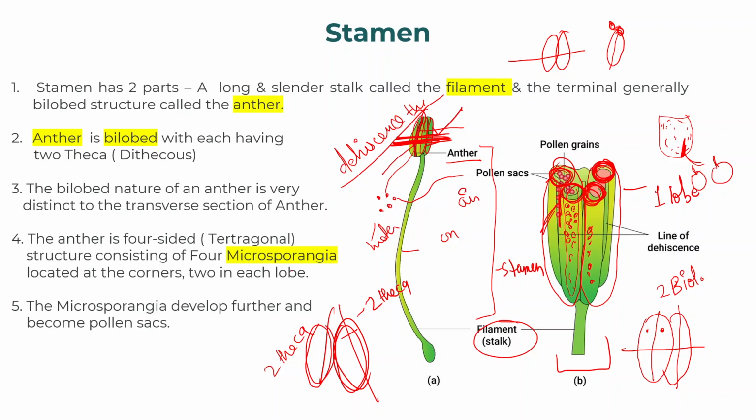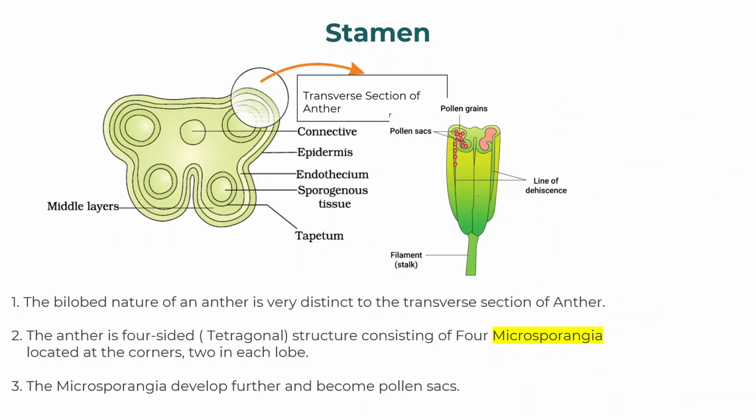So four-sided, and you could see that here are four spaces. So we call it tetragonal. Tetra means four. So tetragonal structure. It consists of four microsporangia. So these spaces are known as microsporangia. No need to get confused here. Let me discuss it again.